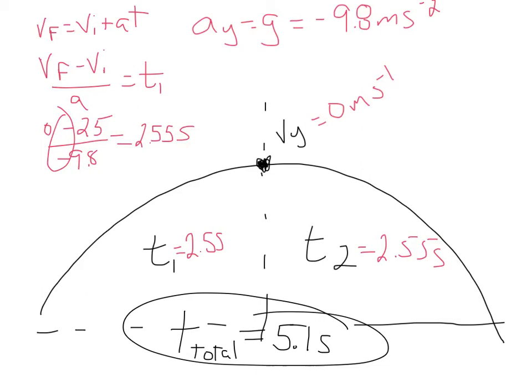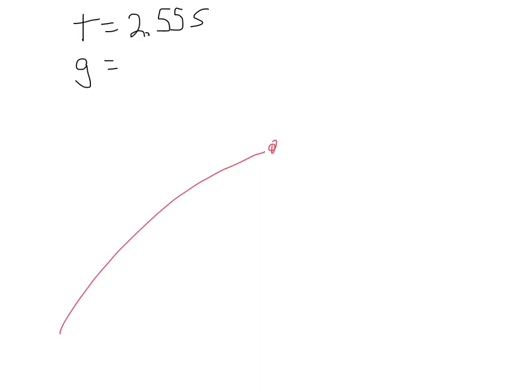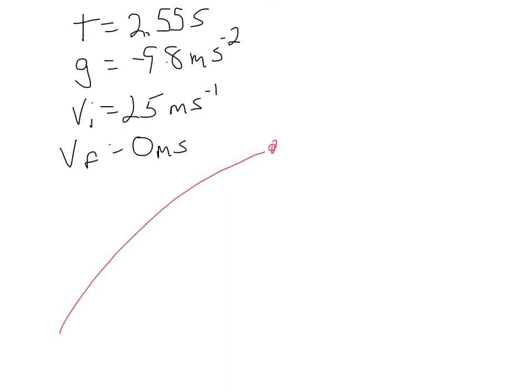And then with this, we can also calculate the maximum height which the ball reaches. Knowing that the time to the peak is 2.55 seconds, the acceleration is negative 9.8 meters per second squared, the initial velocity is 25 meters per second, and the final velocity is 0. So here we're going to use another one of our accelerated motion equations, s equals ut plus 1/2 at squared, where s is the height, u is the initial velocity, t is our time, and a is our acceleration.